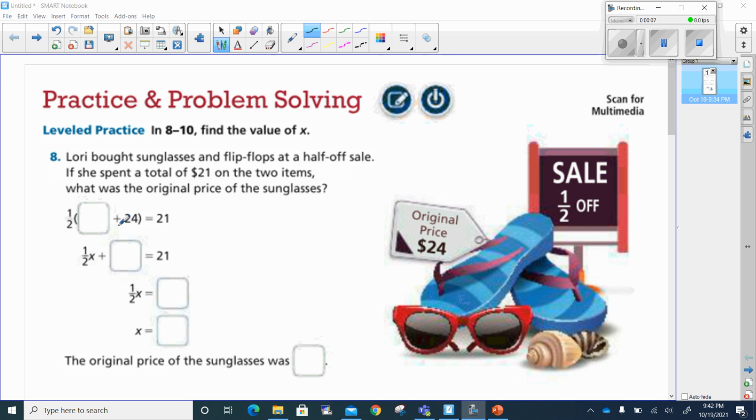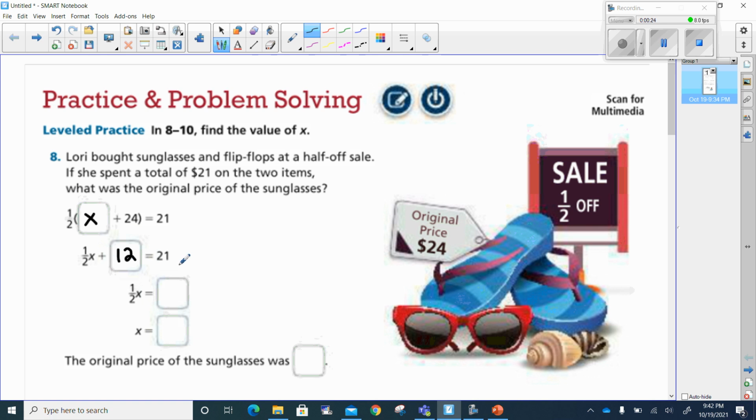I'm going to take number 8. We see you have 1/2 times something plus 24. This is a giveaway because it has 1/2 x here. So the only way to get that answer is to multiply it to x. We have 1/2 times 24. Well, half of 24 is 12.